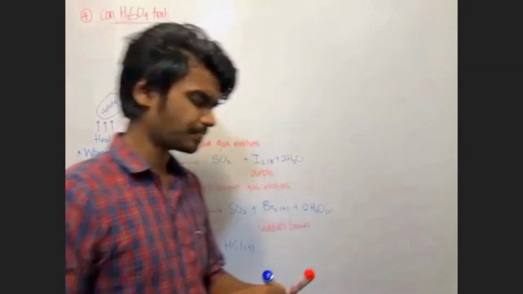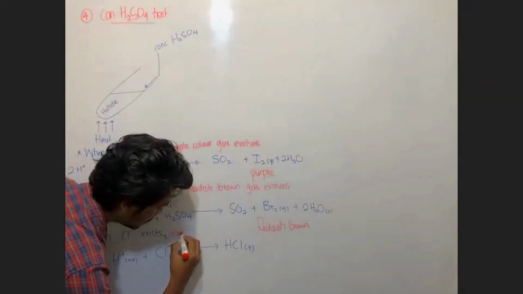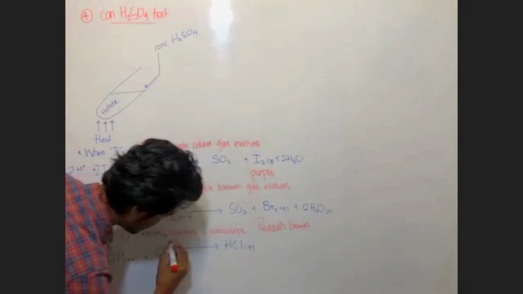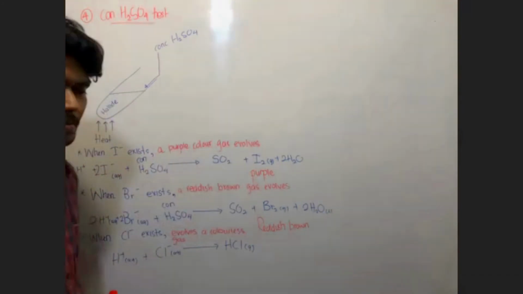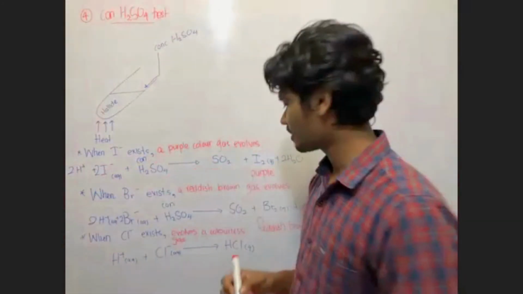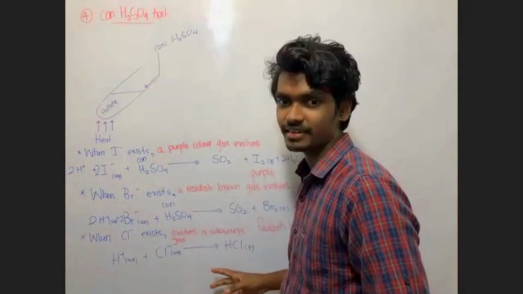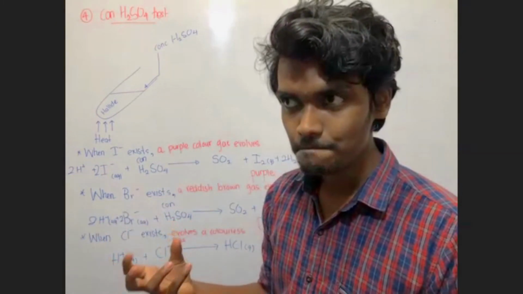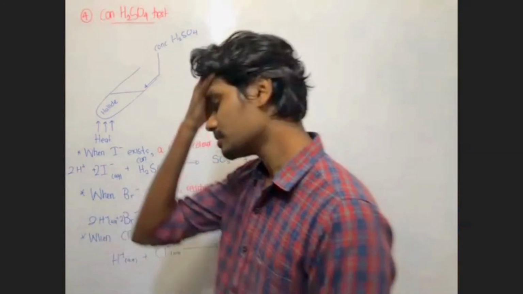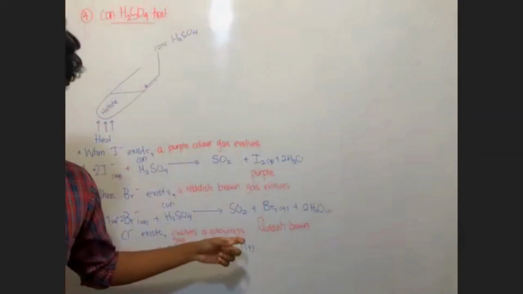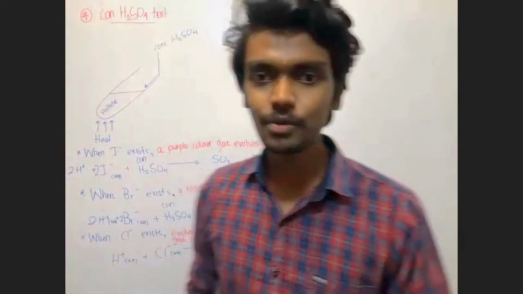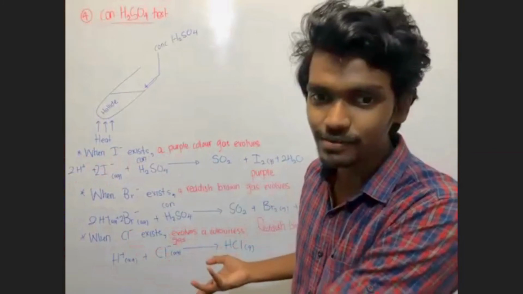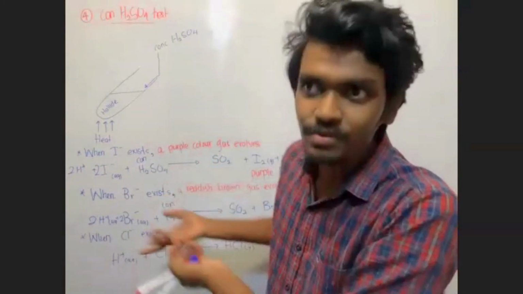It evolves a colorless gas. So how do you identify based on a colorless gas? There are plenty of colorless gases. What is the test to identify HCl gas? We can come to a conclusion that the ion present is Cl minus, because from where can HCl form if there was no Cl minus?